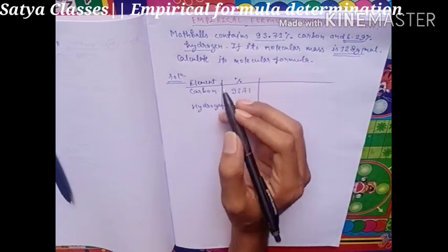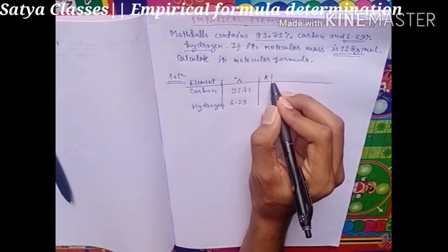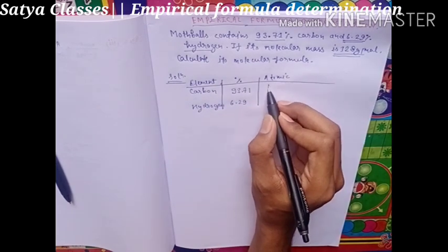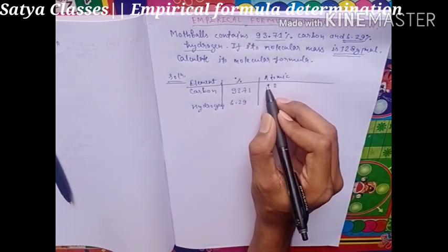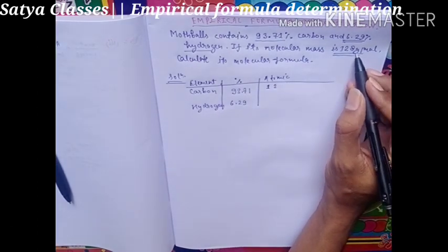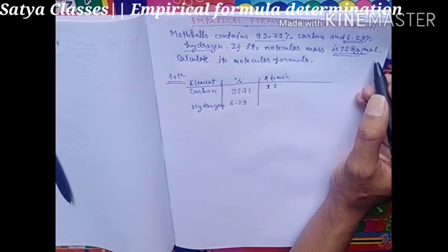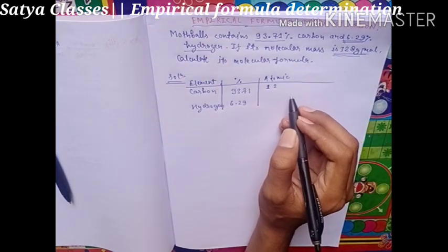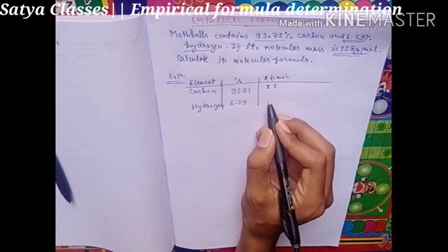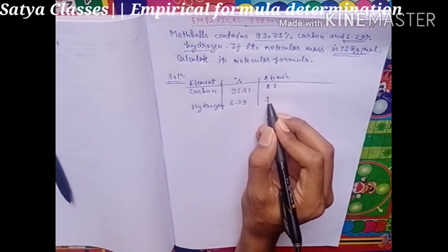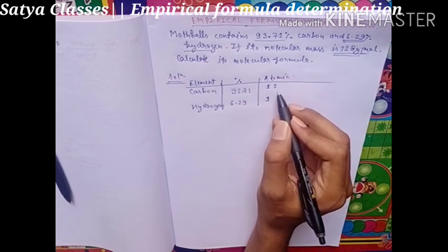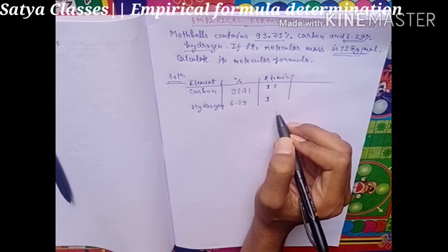After writing the percentage, you have to write the atomic mass. What is the atomic mass of carbon? You know about it, 12. I need not write the units because the given unit is gram per mole, so everything is considered as gram per mole. We are making columns and there is less space, so no need to write that. Carbon is 12 and hydrogen is 1. These are the atomic masses.